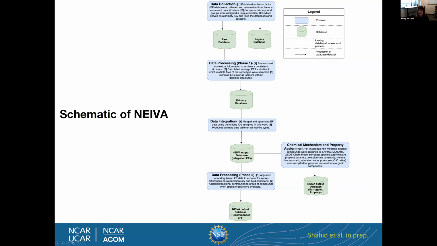One of the unique things about the NEIVA database as a whole is that we link the database to chemical mechanisms and properties. The individual non-methane organic compounds in this database also have associated chemical and physical properties like Henry's law constants, vapor pressures, O to C ratios, and other things that are important for understanding atmospheric chemistry, fate, and transport. In addition, to make these data more usable, we mapped the thousands of non-methane organic compounds to model species. We chose 3 widely used chemical mechanisms: SAPRC, MOZART, and GEOS-Chem.